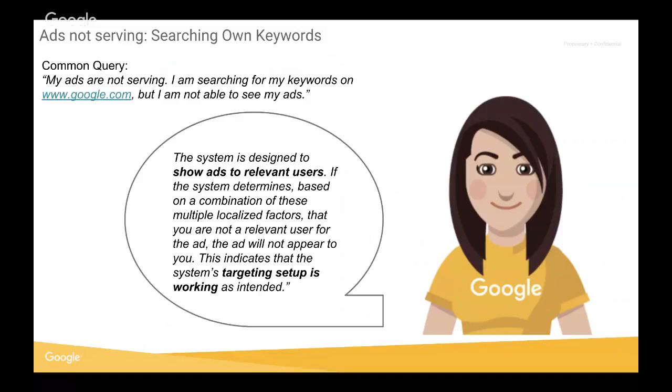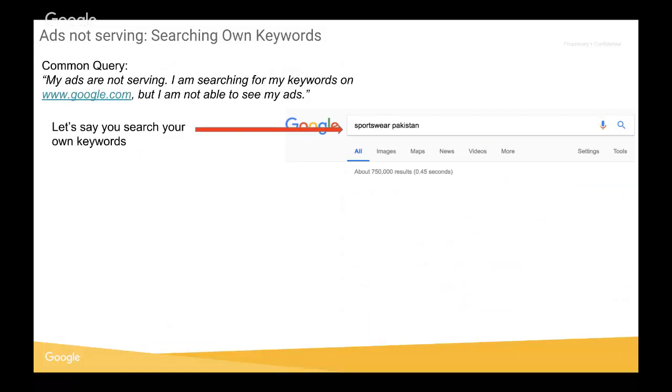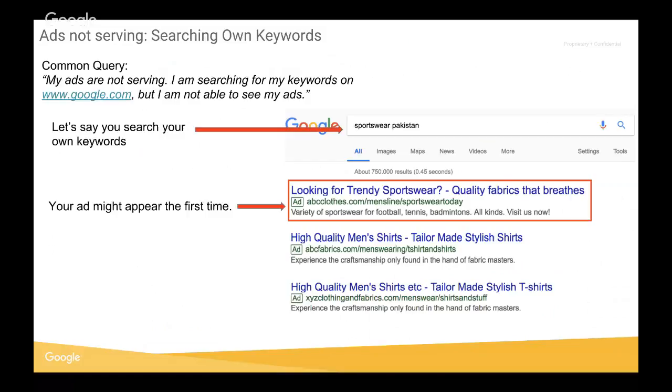I'm just going to give you one scenario in which this could actually happen in the system. This is not the only scenario in which the system might not show you your ad. This is one of them. Let's imagine that you search your own keywords on google.com, sportswear Pakistan, and you have a sportswear company. It might be that the first time you see your ad at the top. However, you are not likely to click on your own ad, of course, right? Because it will cause you to lose money.